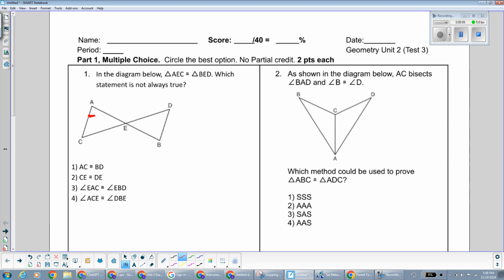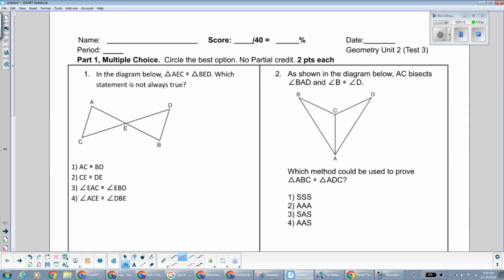EAC congruent to EBD. EAC, second, first, third. Second, first, third is EBD, so that's all good. And if you imagine taking this one and flipping it over, this angle will land on this angle.